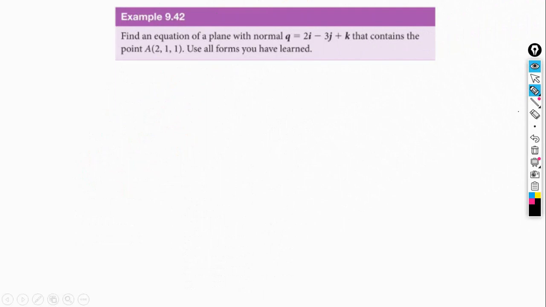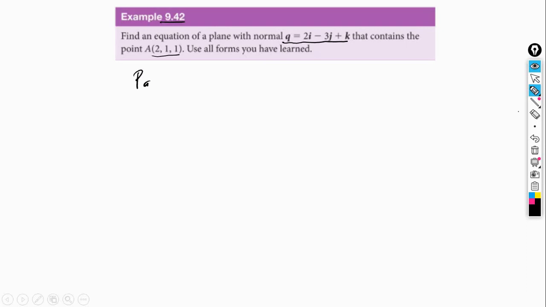So now let's take a look at example 9.42, and it says find an equation of the plane with normal q = 2i − 3j + k that contains the point (2, 1, 1), and use all forms you have learned. Okay, so I'll leave the Cartesian and vectorial forms to you as an exercise, and I'll do the parametric.